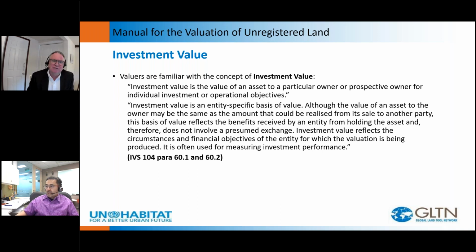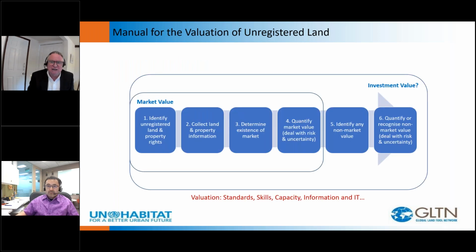Whereas investment value is the value of an asset to a particular owner or a prospective owner. So we've moved from this idea that there's a market value to investment value, where we start to look at what an asset is worth to an individual. So we're starting to take into account worth rather than value. And this again is a really important element that needs to be taken into account when we are assessing the risk elements of the project.